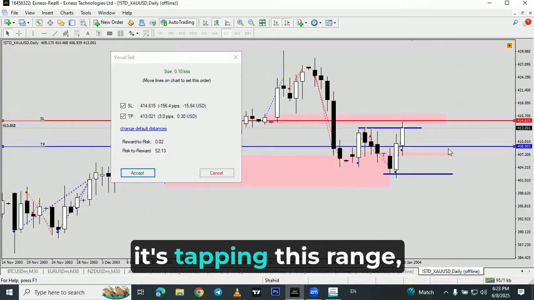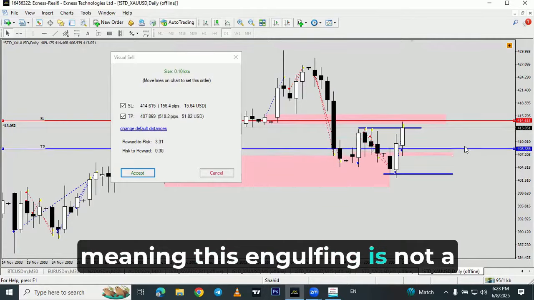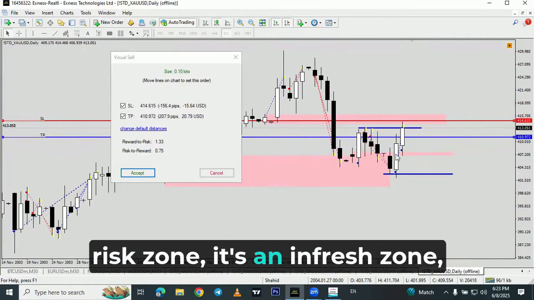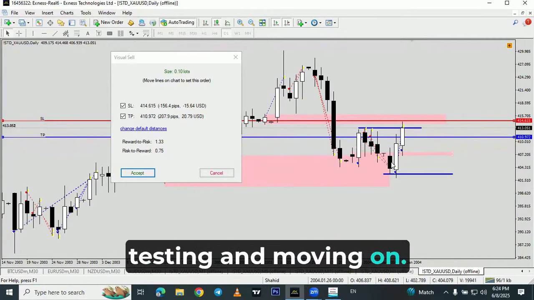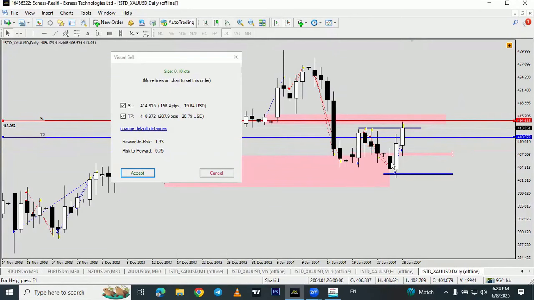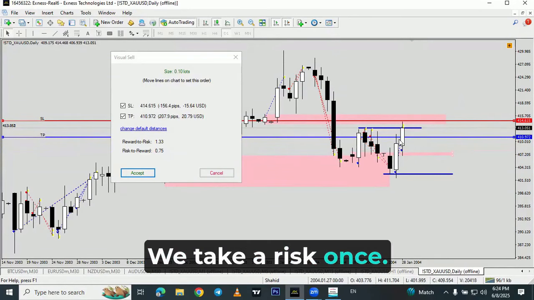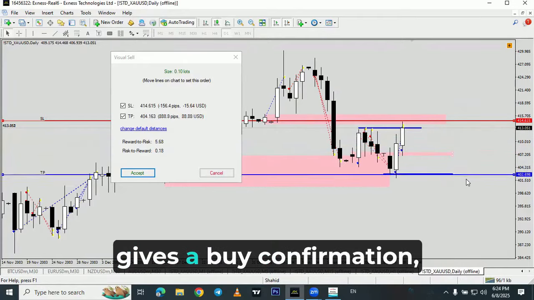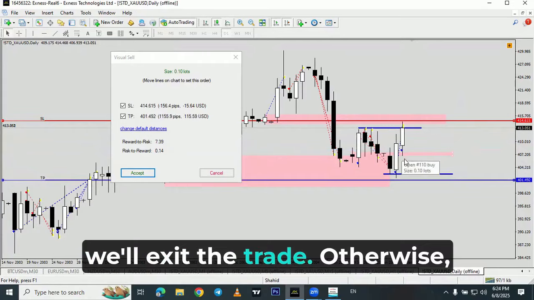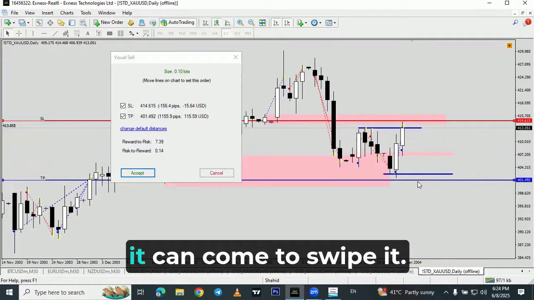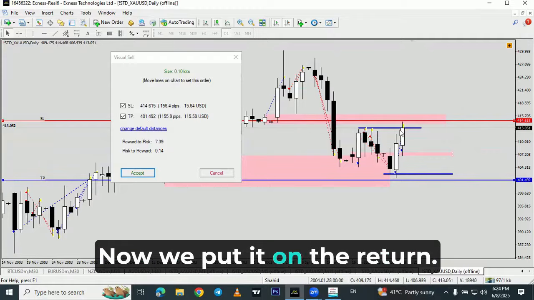If you see, it's tapping this range, meaning this engulfing is not a risk zone. It's a fresh zone, testing and moving on. We take a risk once. If the market comes here and gives a buy confirmation, we'll exit the trade. Otherwise, if the market makes a mistake, it can come to swipe it. Now we put it on the return.